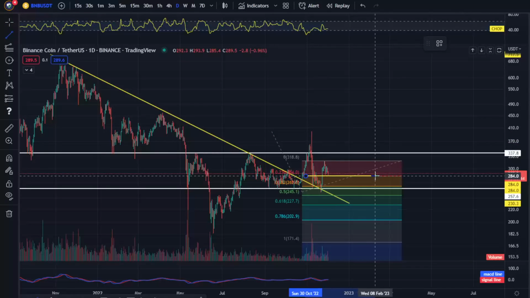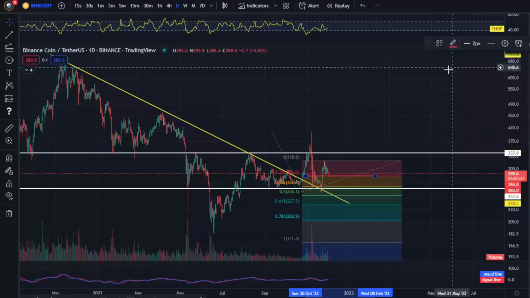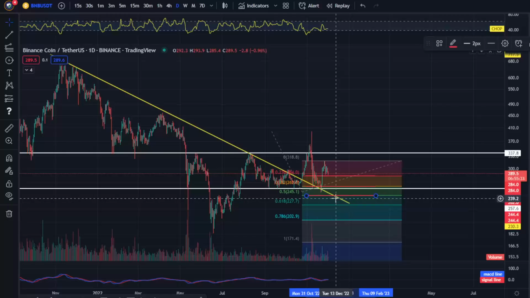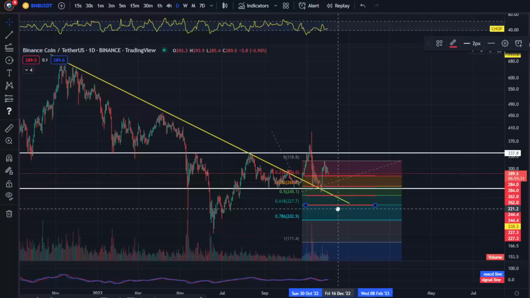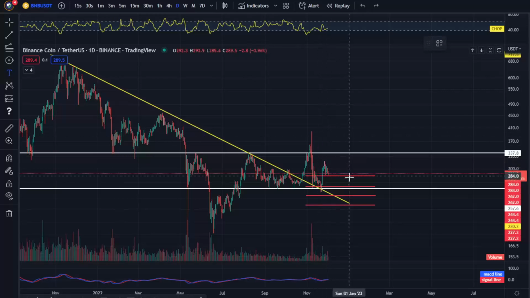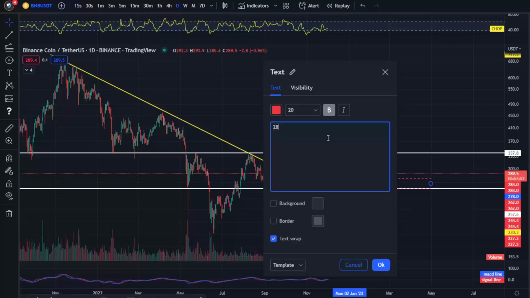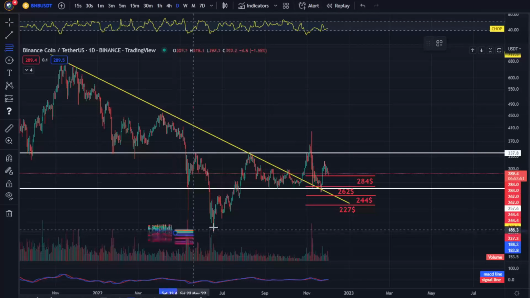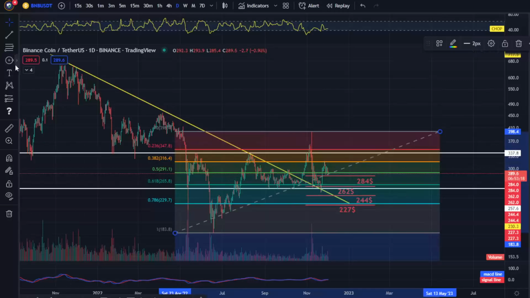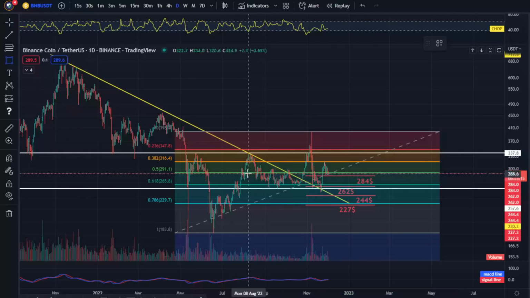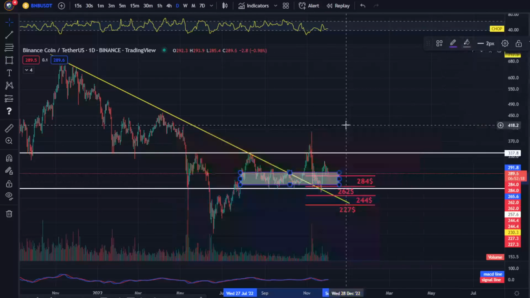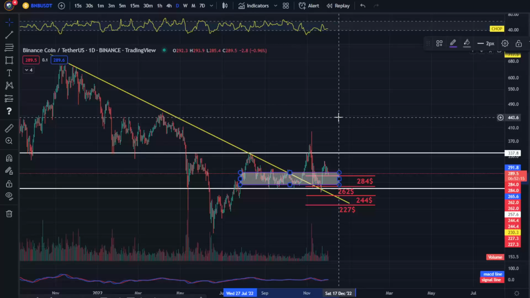Now let's check what support places we should consider for the near future, and as you can see, we have the first support at $284, the second at $262, the third at $244 and the fourth at $227. It is also worth highlighting the zone from $292 to $266, because this is a very strong area of demand and supply for BNB.